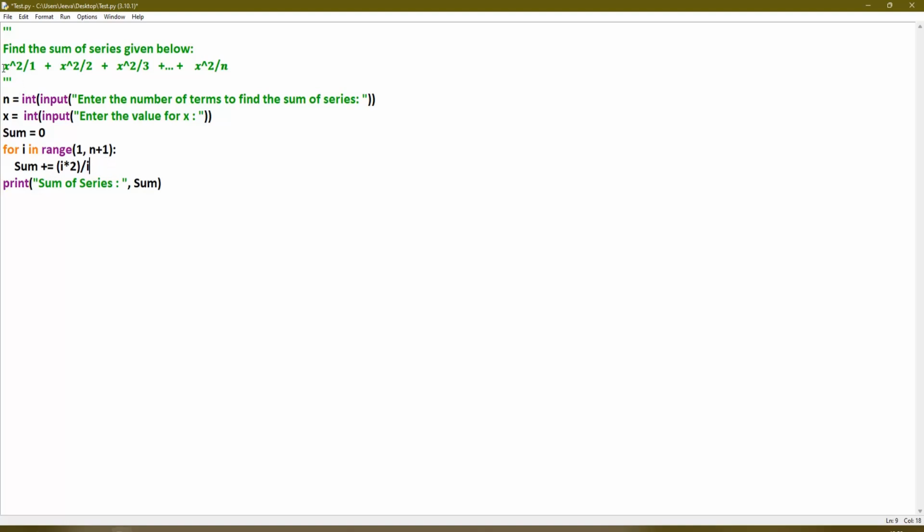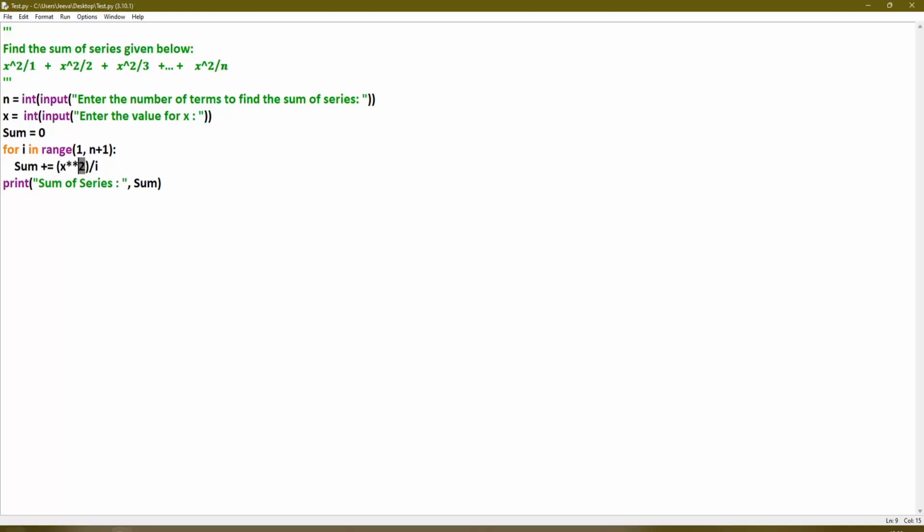And the numerator, if you see, x square. So we can give here x to the power 2. We can use the power operator, that is star and star. x square by 1, then x square by 2, x square by 3. It is so simple to understand.